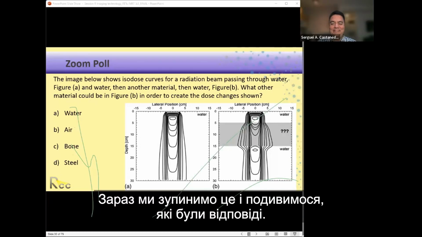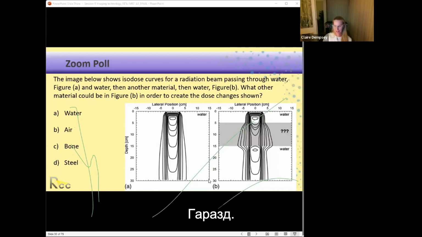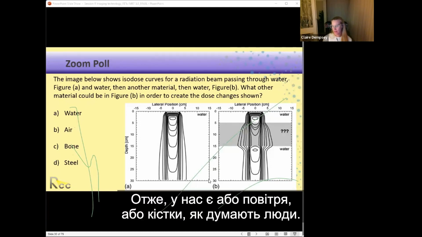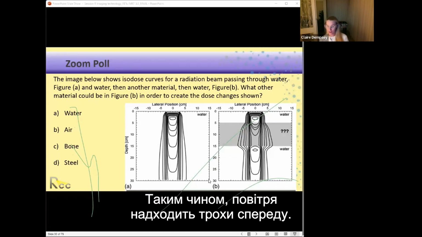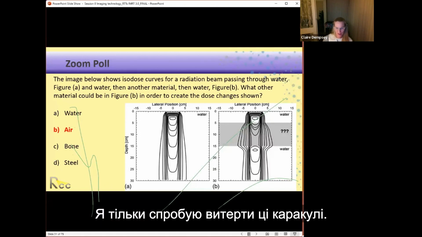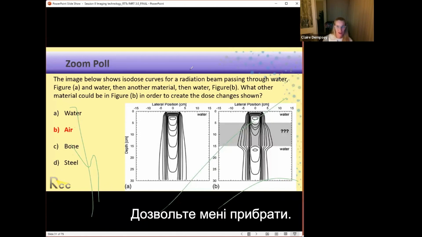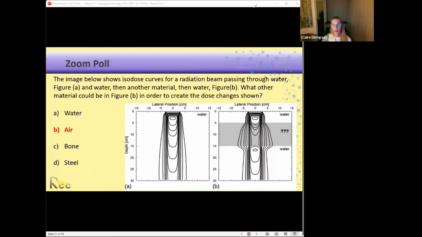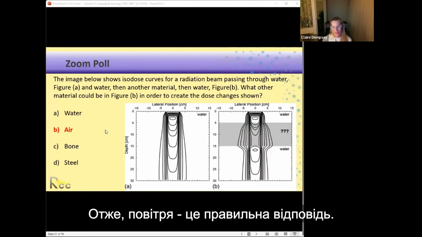All right, we're going to stop it now and see what the answers were. Okay. So it's either air or bone, people seem to think, with air coming slightly in front. Yes, so we do have air. I'm just going to try and get those scribbles off. There we go, now we can see. So air is the correct answer there.